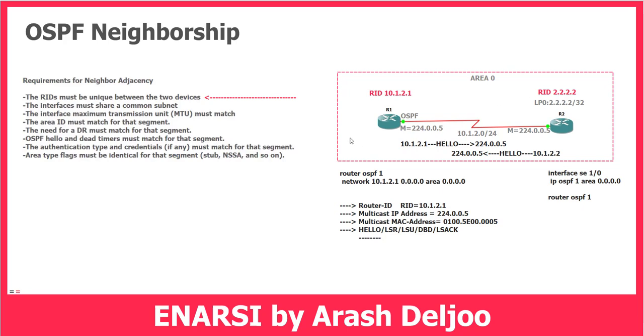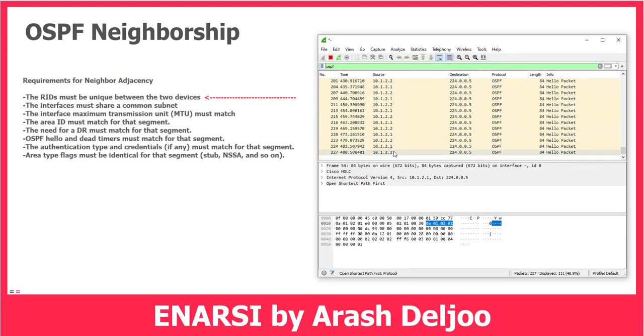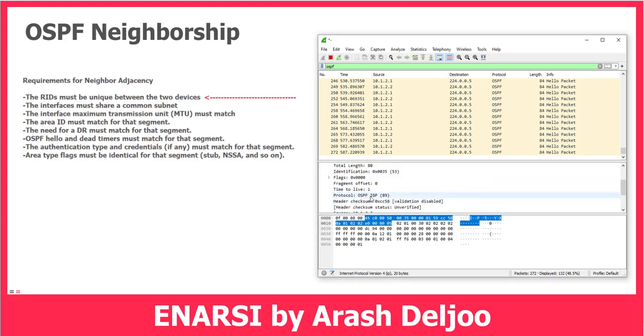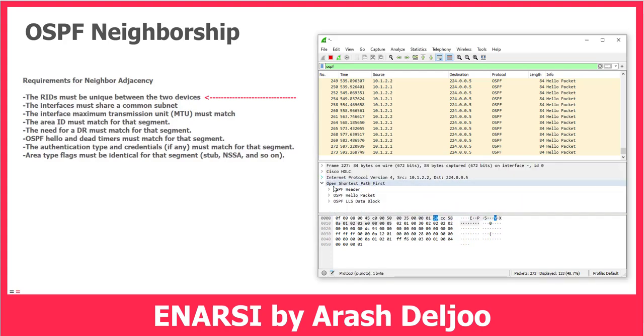If you configure two routers with the same router ID, the neighborship will not establish. Let me show you. This is one of the OSPF hellos. Let me show you the content of this OSPF hello. As you can see, OSPF sends its packets directly over IP, and the protocol number of OSPF is 89. And here we have one OSPF packet, this is the OSPF hello packet.